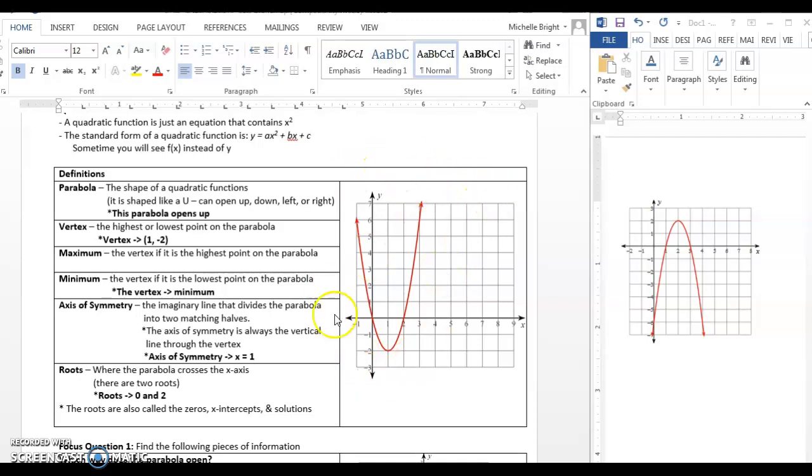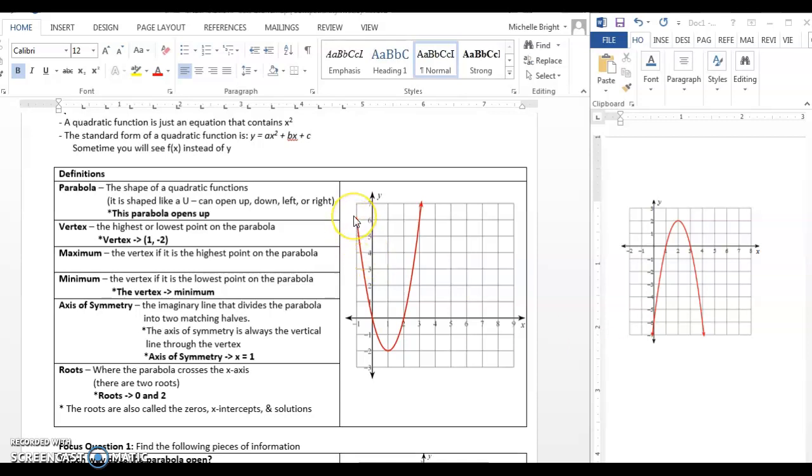So I have a graph here and a graph here because I want to reference them both. So here are some big things I want to talk about. A parabola. We've heard this before. This is the shape of your quadratic equation. It's this U shape, right? Please know it can open different ways. It can open up, down, left, or right. In our class in Algebra 1, we're only going to see parabolas that open up or down. Left or right will come later on.